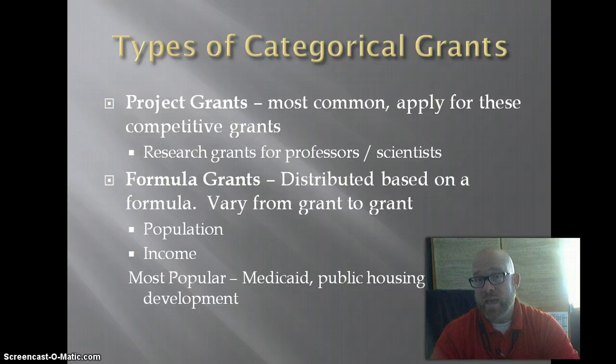Okay, there's two types of categorical grant, project and formula. A quick description on the last slide. Again, project grants are the most common. People are going to apply, local governments, individuals are going to apply for these kind of competitive grants. And again, a great example would be you're in a university, you're a professor, you're a scientist, you're a doctor, and you apply for a federal grant to research a specific problem.